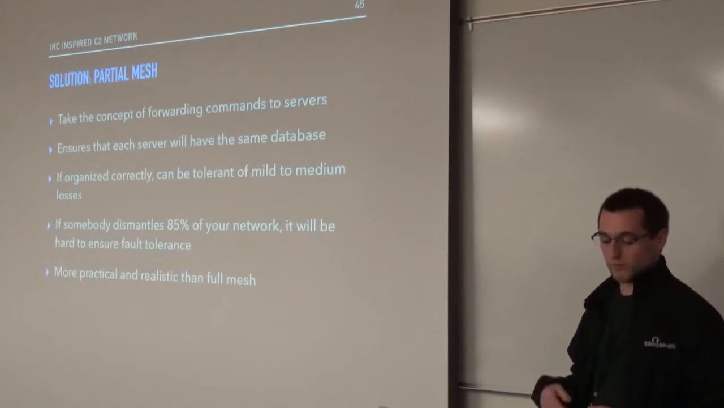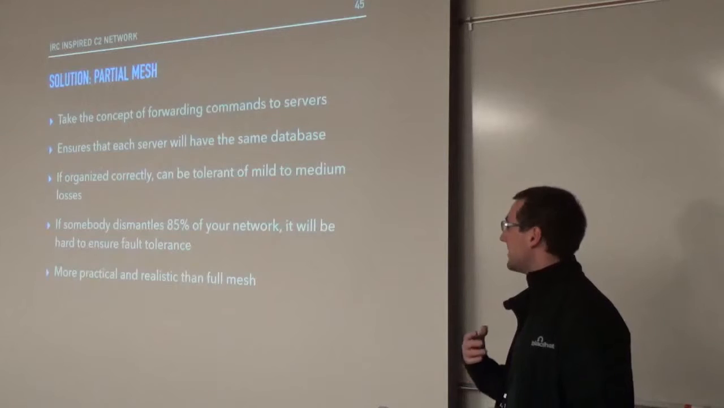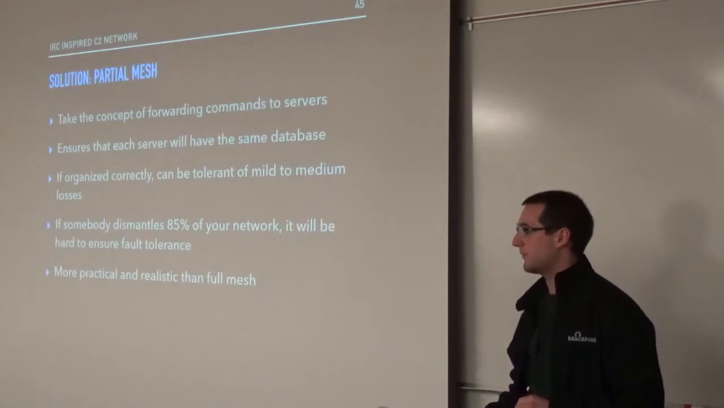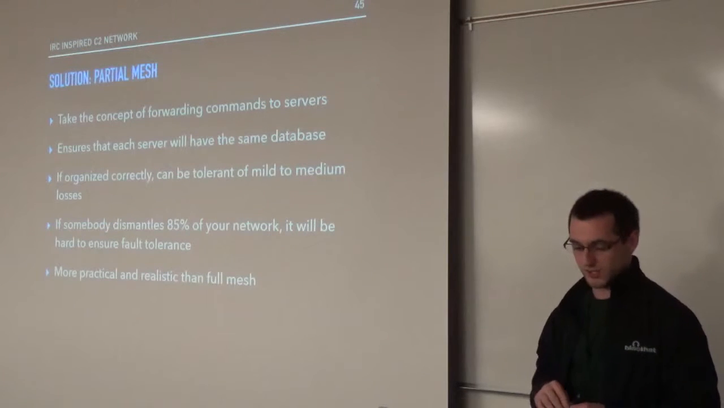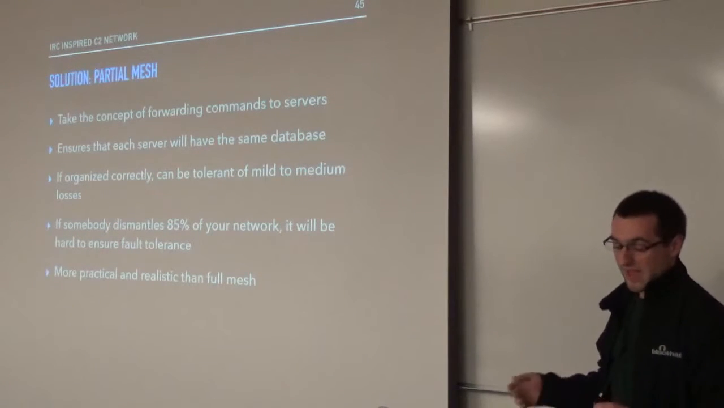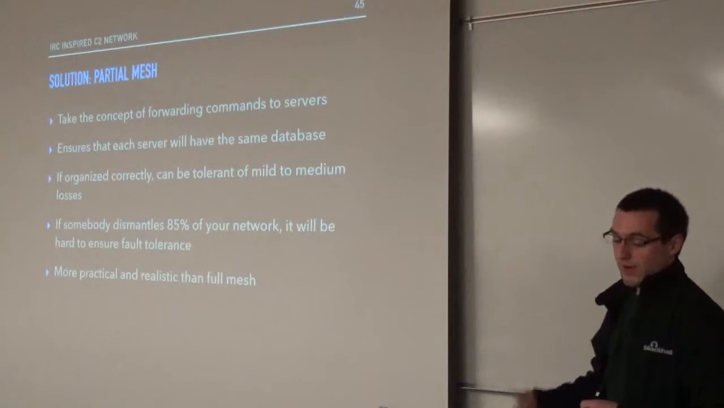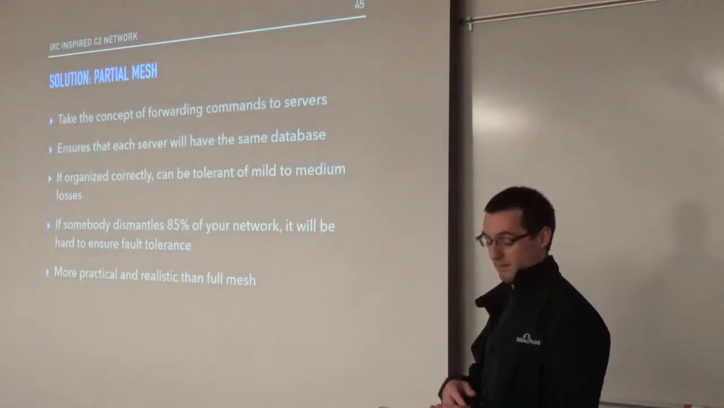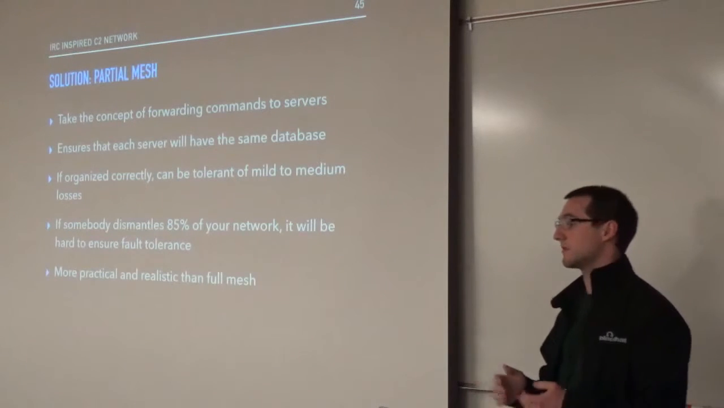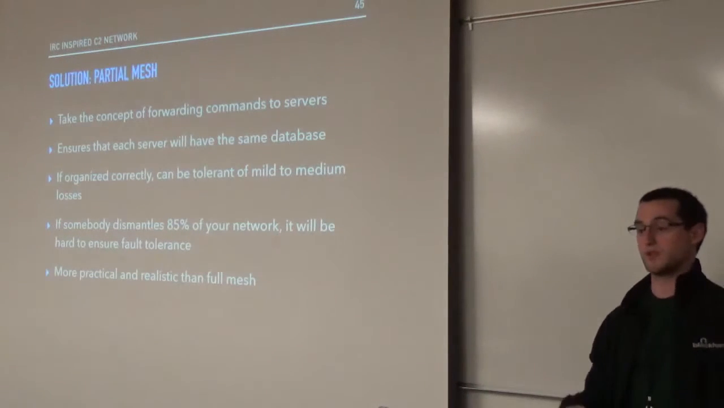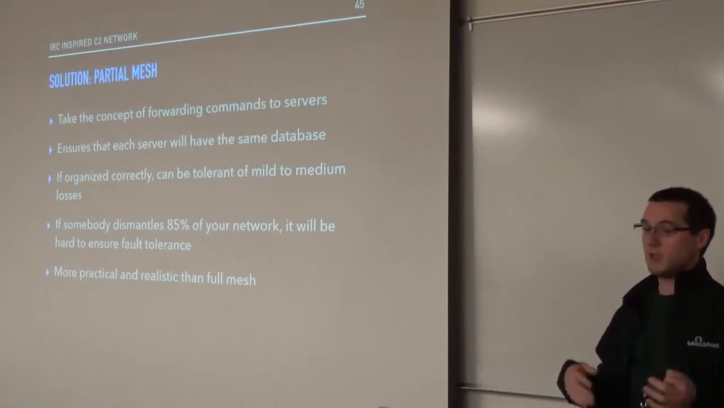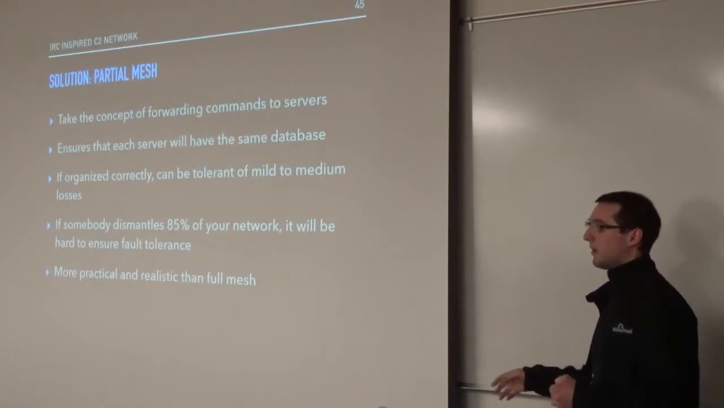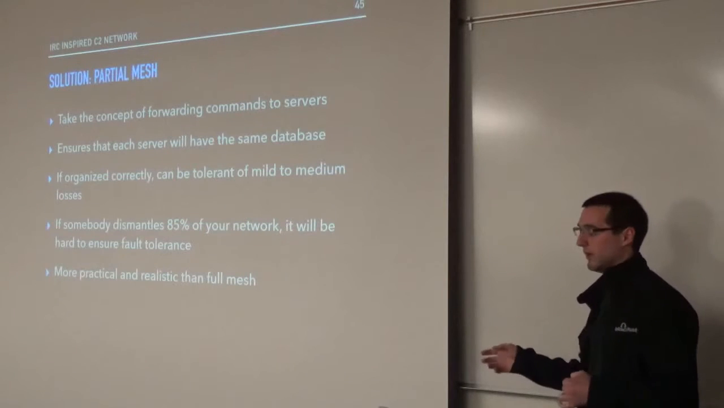What we're going to ensure right now is that each server is going to have the same database. This is a short-term goal for the proof of concept. Proof of concept is not finished yet. It's far from it. I'll get into that a little bit later. But if we have the partial mesh organized correctly, we can be tolerant of mild to medium losses. So let's say someone takes out 20 servers in your 60-server network. You still have the clients which know enough about the rest of the network to reconnect back to it.